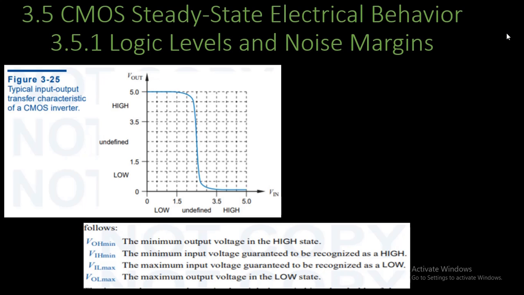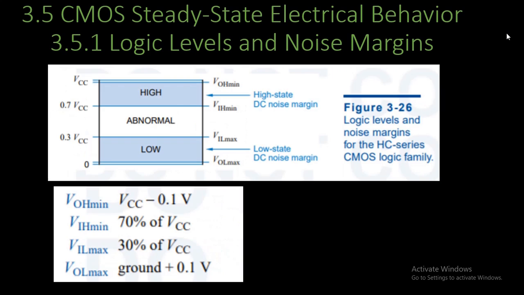Sound engineering practice dictates that we use more conservative specifications for low and high. The conservative specs for a typical CMOS logic family, HC series, are depicted in Figure 3-26. These parameters are specified by CMOS device manufacturers in data sheets like Table 3-3, and are defined as follows. VOH-min, the minimum output voltage in the high state. VIH-min, the minimum input voltage guaranteed to be recognized as a high. VIL-max, the maximum input voltage guaranteed to be recognized as a low. VOL-max, the maximum output voltage in the low state.